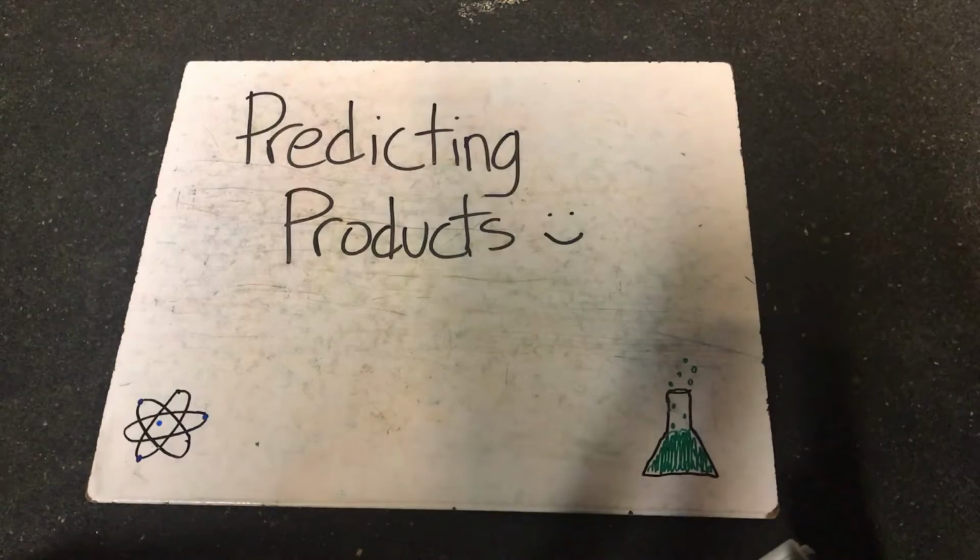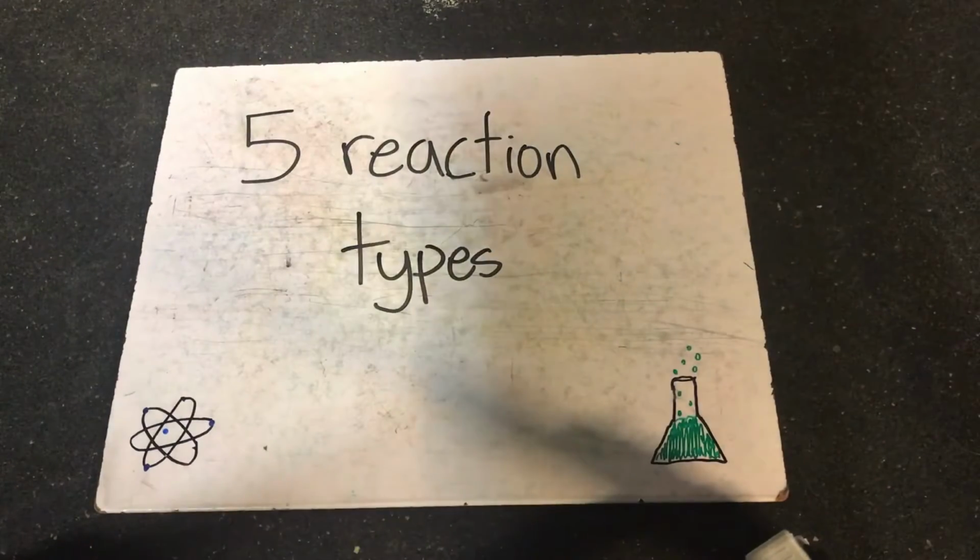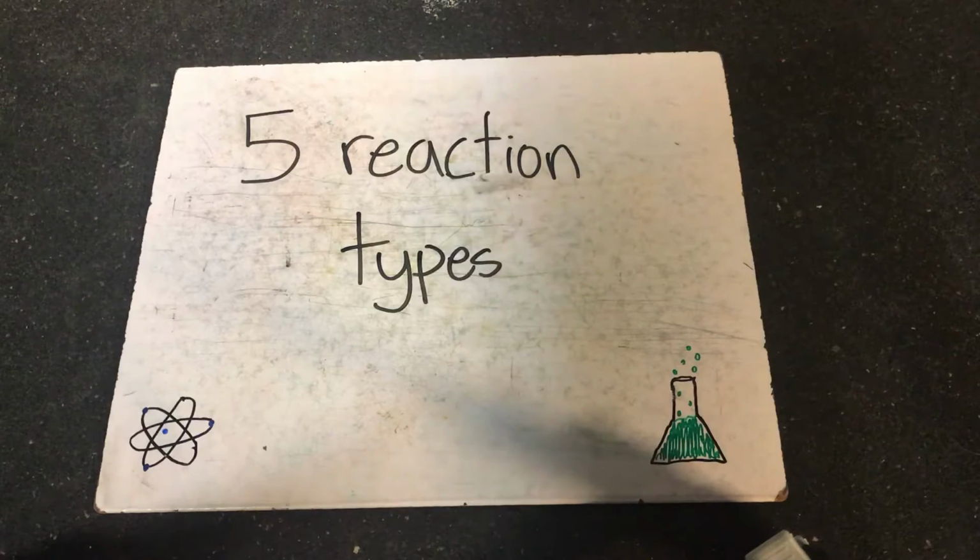Today we're going to show you how to predict products and chemical reactions. The first step to predicting products is identifying the reaction type. There are 5 reaction types we're going to cover.